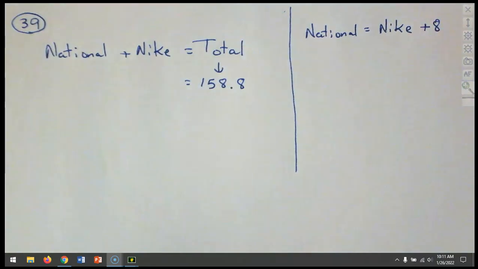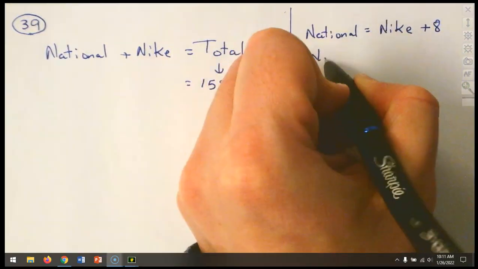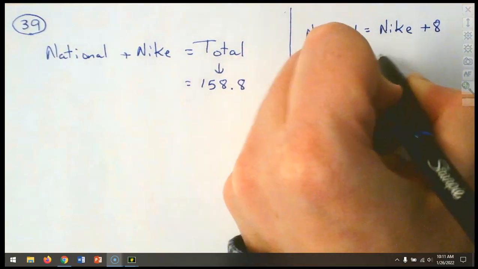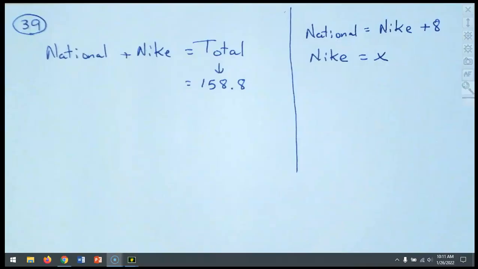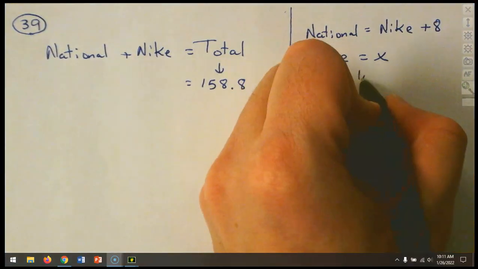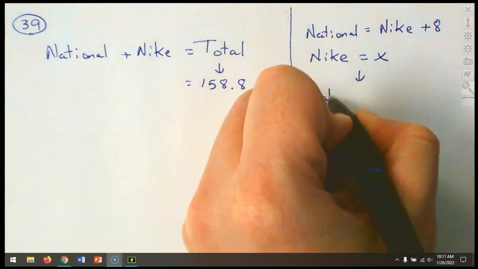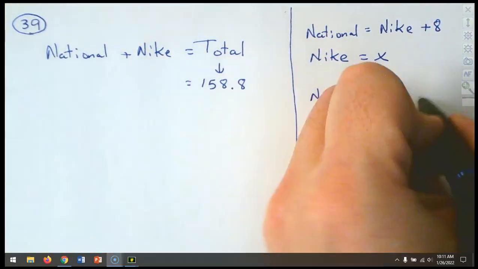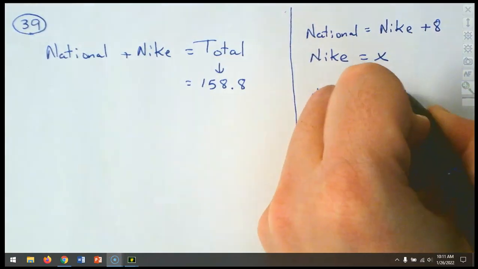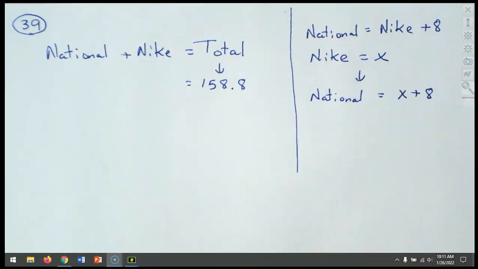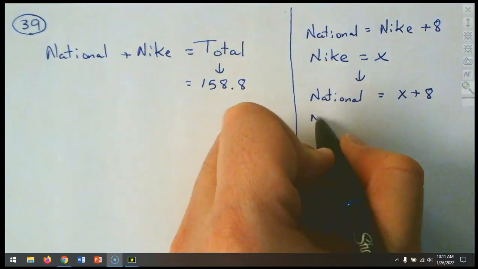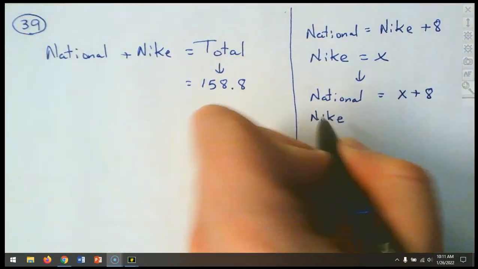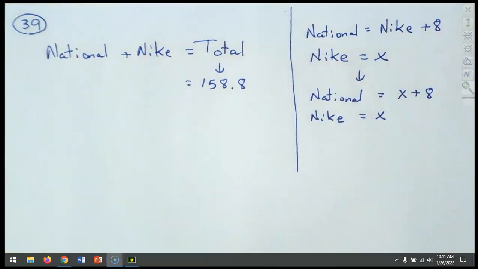Now, what do we know about Nike? Do we know anything about Nike? No. So that's going to be defined as the variable x. Now we can rewrite it. National Geographic is Nike plus 8. Nike is x. So that's x plus 8. And Nike is x.